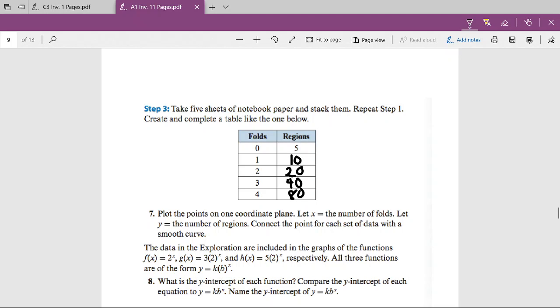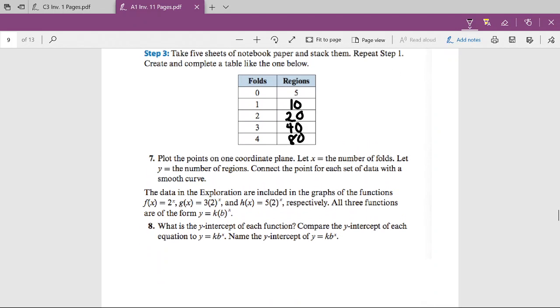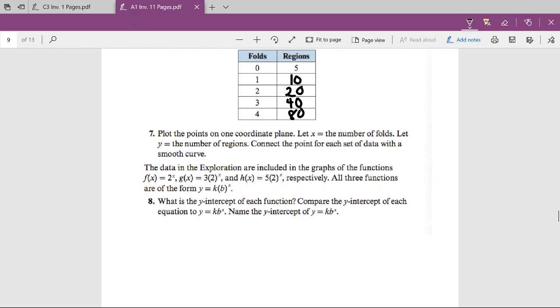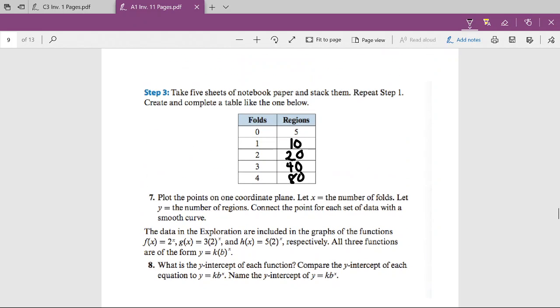Go ahead and plot those points on a coordinate plane. Let x be the number of folds and y the number of regions. Connect the points with a smooth curve. Ends up giving you exponential growth. Yours should come out, and take some time to do this. It is actually exponential. You should have dots all the way up this for your different folds.